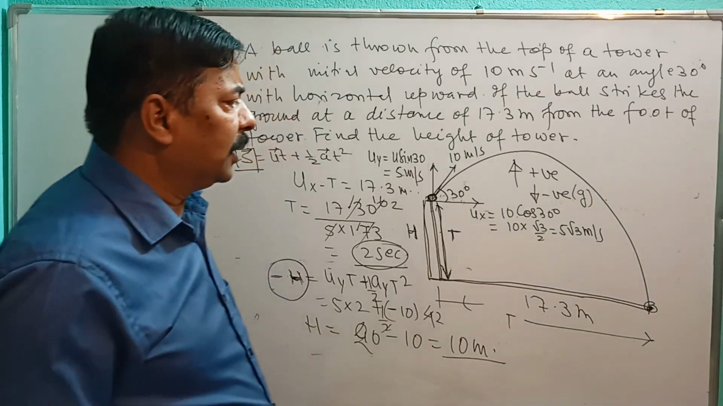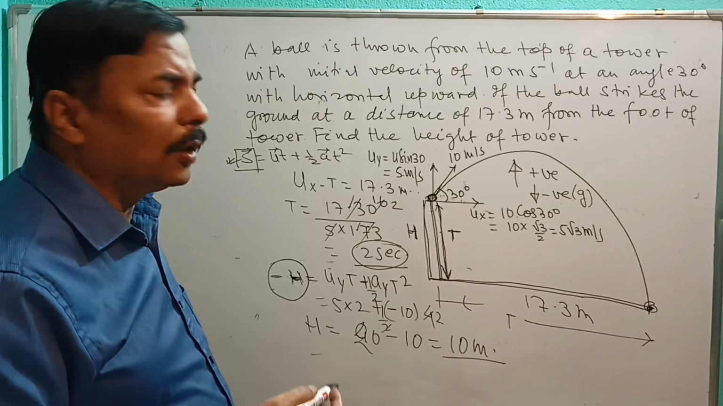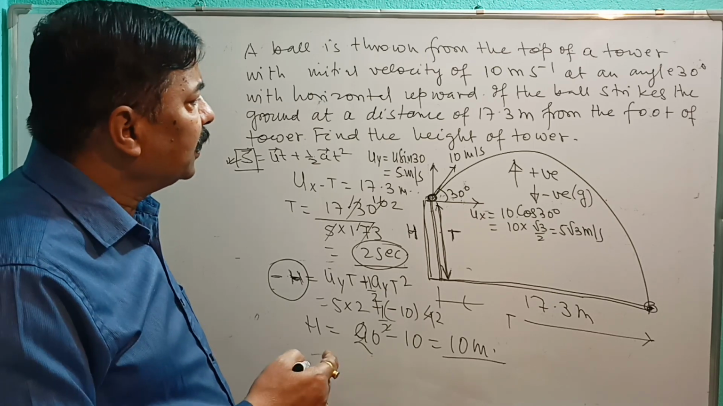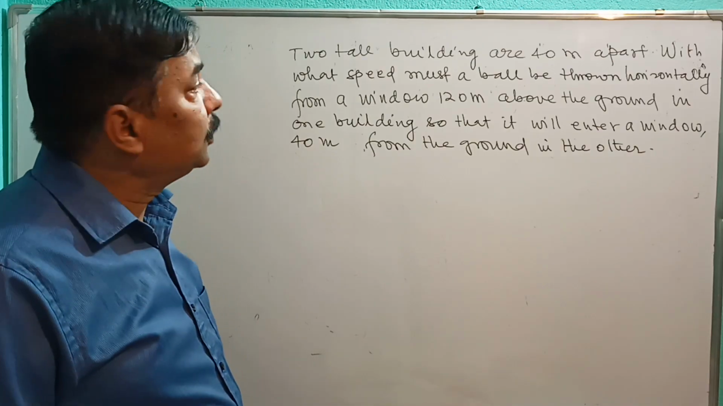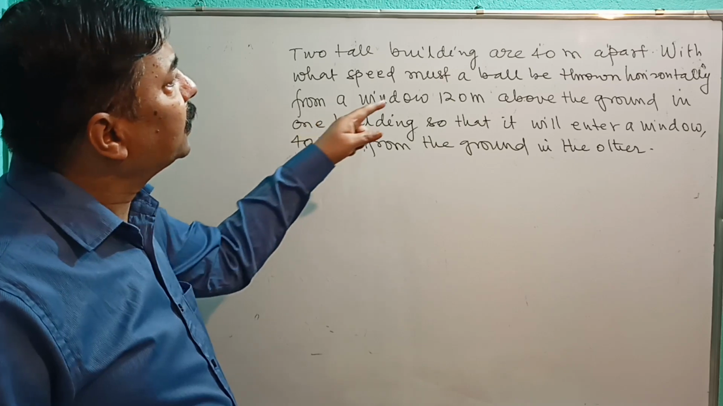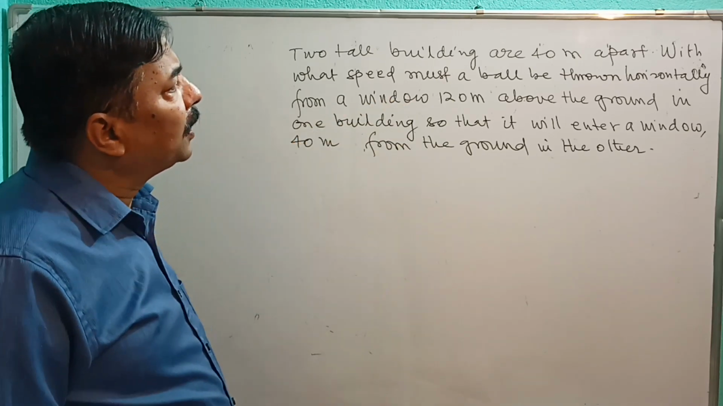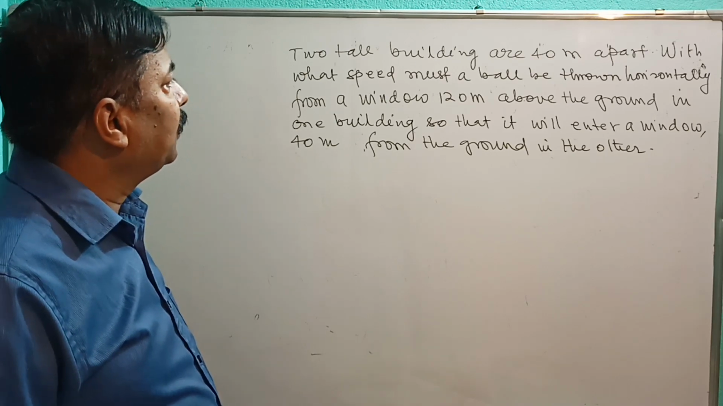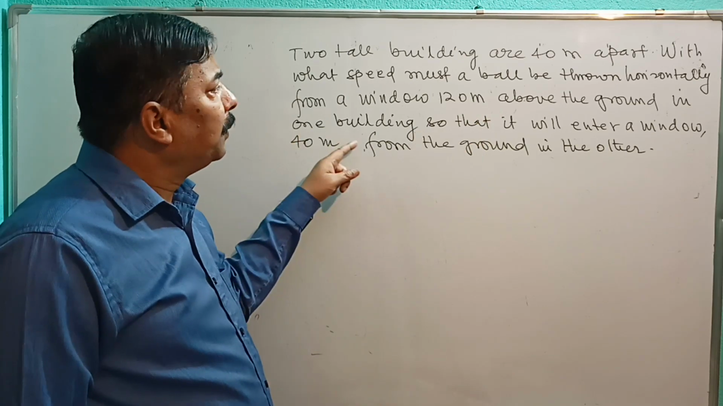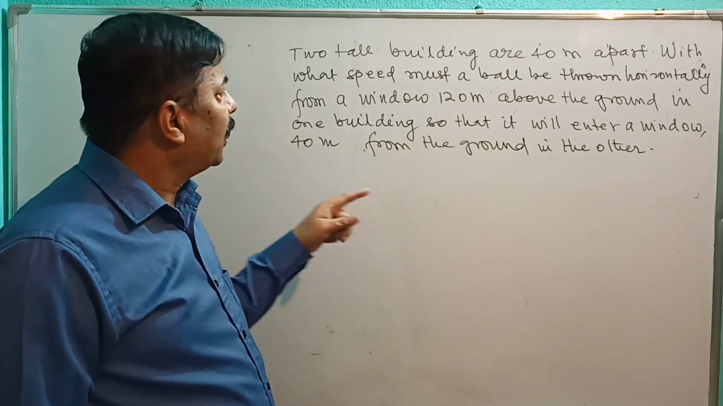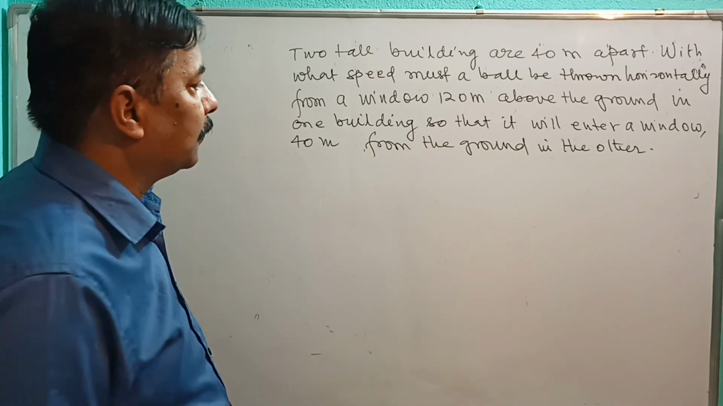So I hope that you have understood this question. This is also a good question and it will also help you in getting some better concept regarding the projectile. Now see this question. Two buildings are 40 meter apart. With what speed must a ball be thrown horizontally from a window 120 meter above the ground in one building so that it will enter a window 40 meter from the ground off in the other?